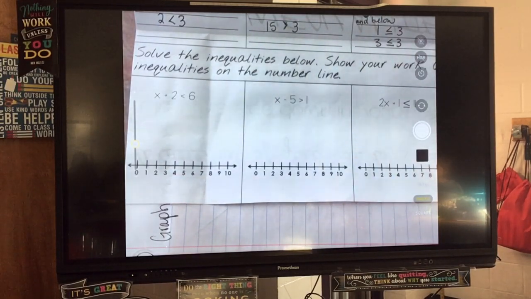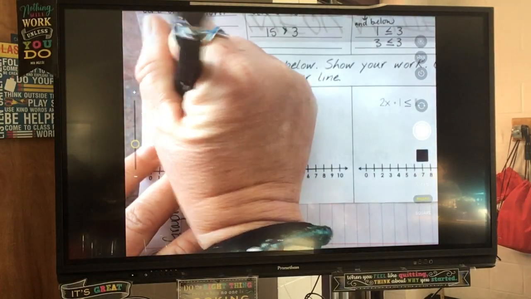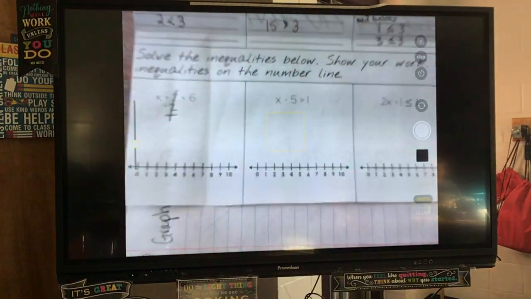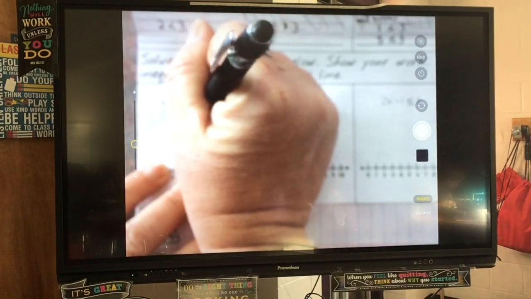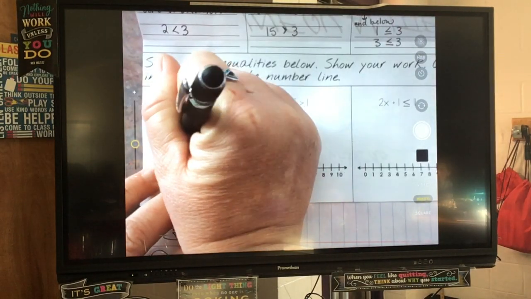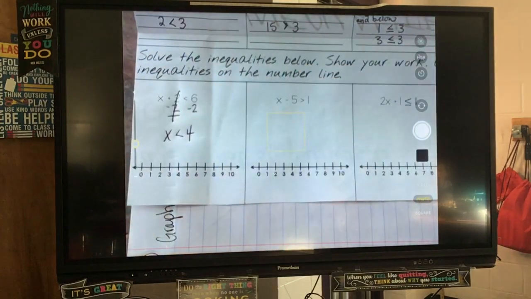Did you give me a 4 and plus 2 and 6? Yeah, but that's not what I want. I don't want you to automatically jump, because where we're going today, you can't just automatically jump. You have to understand the steps of it. So you subtract 2 here, because you're doing the opposite of the operation in your problem. You subtract 2 from this side. So x is less than 4.